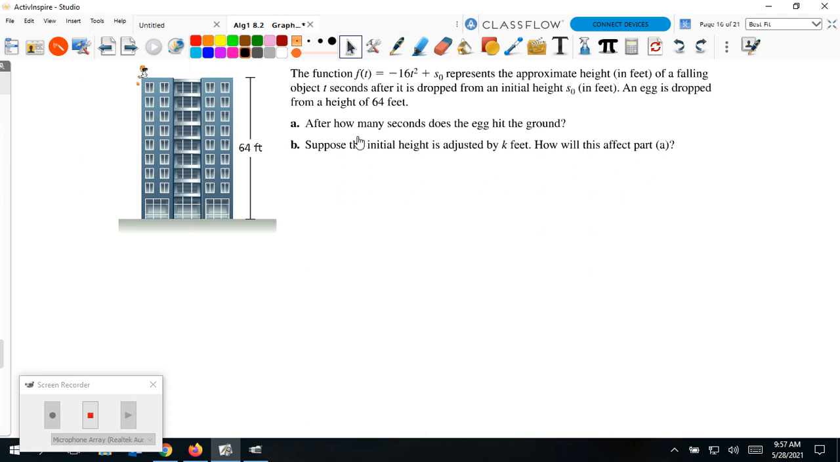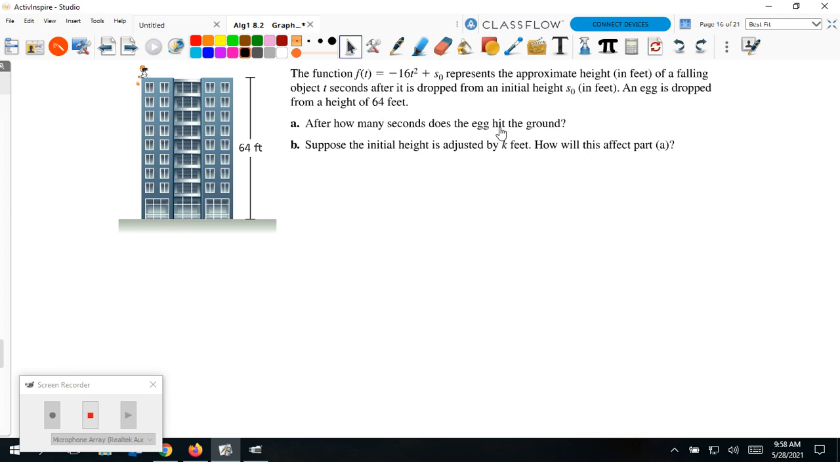It says after how many seconds does the egg hit the ground? Well, the ground would be when height would be 0. Right now you're at 64 feet up here, the ground would be 0. So when we talk about the height of the ground, that's 0. That's your f of t. The s of 0 is the initial height, and the initial height is 64 feet on this one. It's going to be 400 feet on ours.